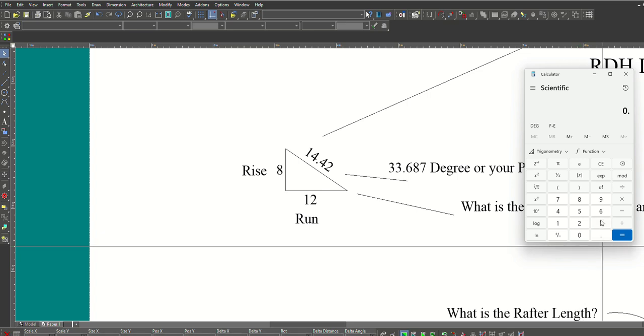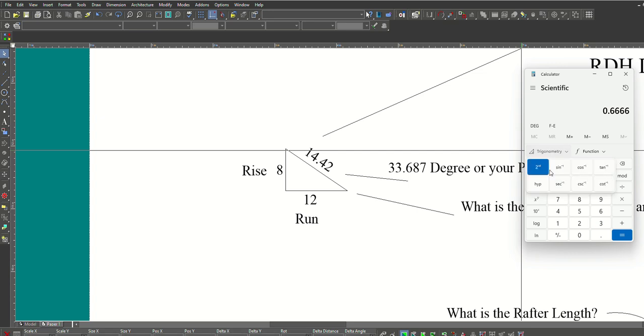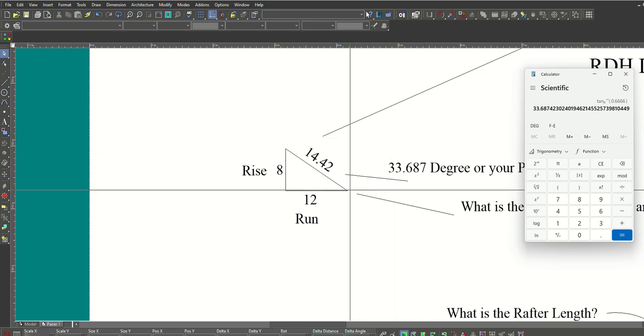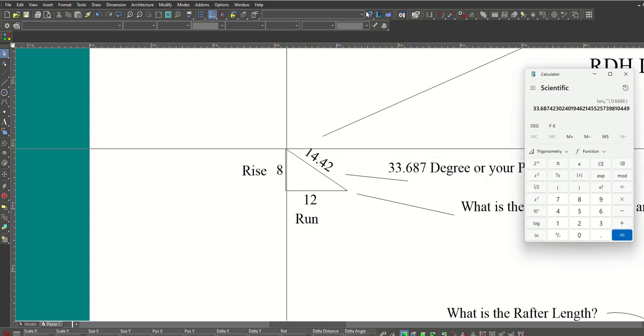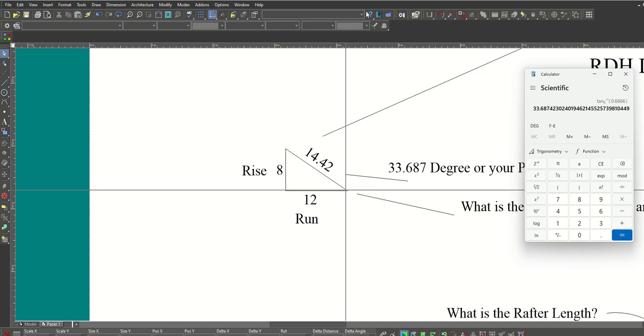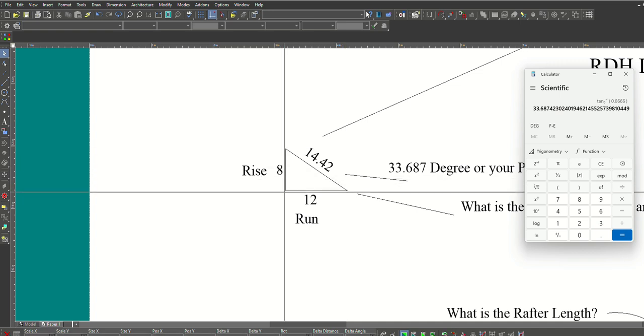So pretty simple. We go 0.6666. We're going to go second tangent or inverse tangent. Gives us a degree of 33.687. So this degree of roof right here is 33.687. It is also the degree of your plumb cut, an 8 and 12.